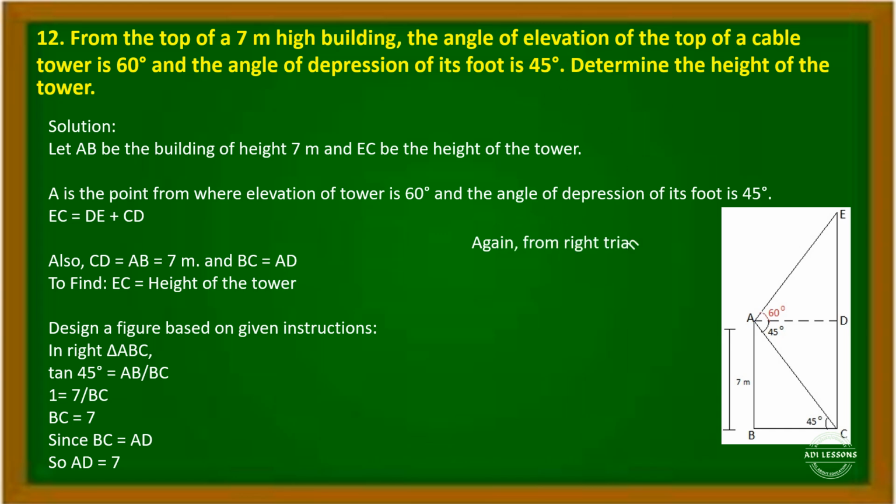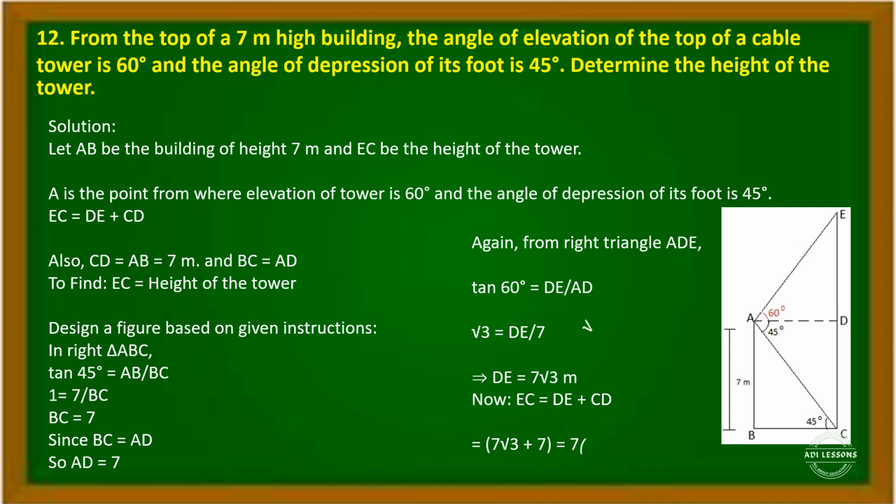Again, from right triangle ADE, tan 60 degrees equals opposite side DE by adjacent side AD. Thus, root 3 equals DE by 7. That implies DE equals 7 root 3 meters. Now, EC equals DE plus CD. So, 7 root 3 plus 7 equals 7 into root 3 plus 1. Therefore, the height of the tower is 7 into root 3 plus 1 meters.